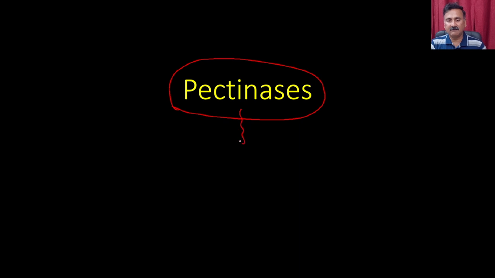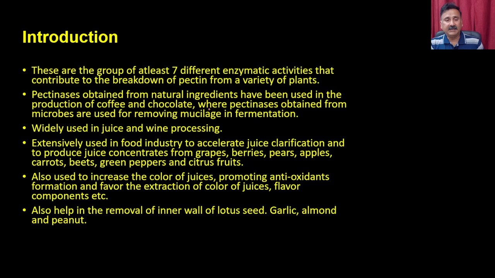Pectinases are enzymes which are going to degrade a very important cellular component of the cell wall, which is called pectin. These are a group of at least seven enzymatic activities that contribute to the breakdown of pectin from a variety of plants. Pectinases obtained from natural ingredients have been used in the production of coffee and chocolates, where pectinases obtained from microbes are used for the removal of mucilages in the fermentations.